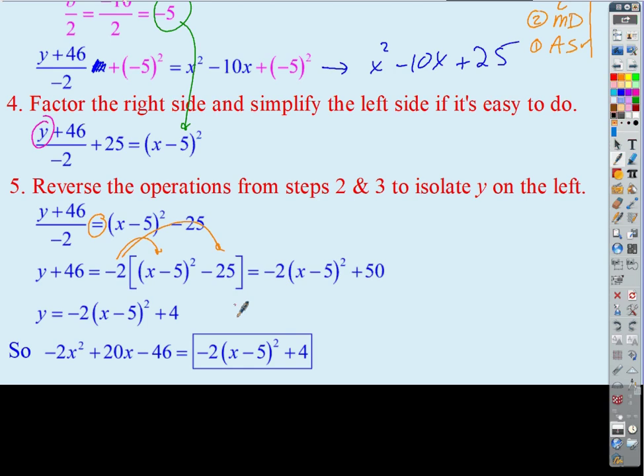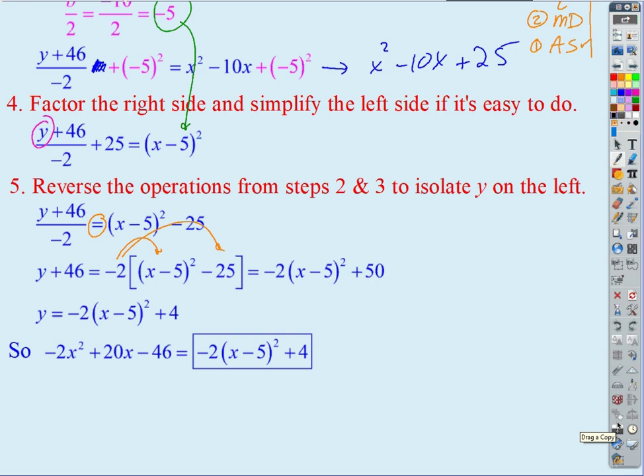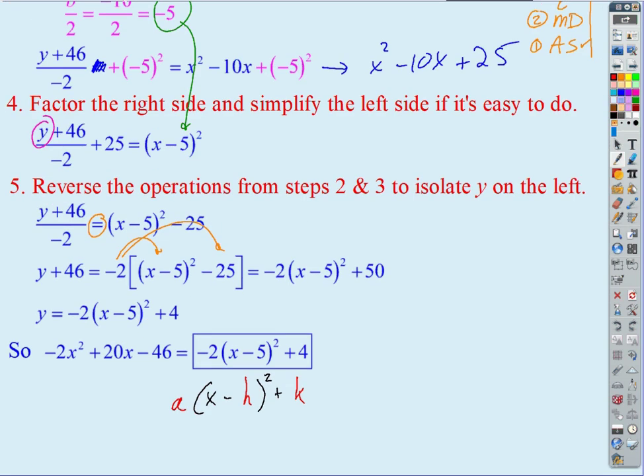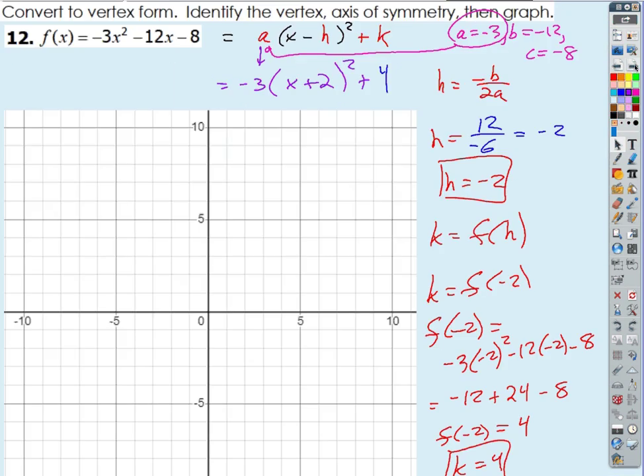It's in the form a times x minus h squared plus k, right? What's a? -2, and we knew that from the beginning, right? You can see that this is in standard form. A is -2. That part hasn't changed. What about h? 5. What about k? 4. There we go. So we can do it by completing the square.